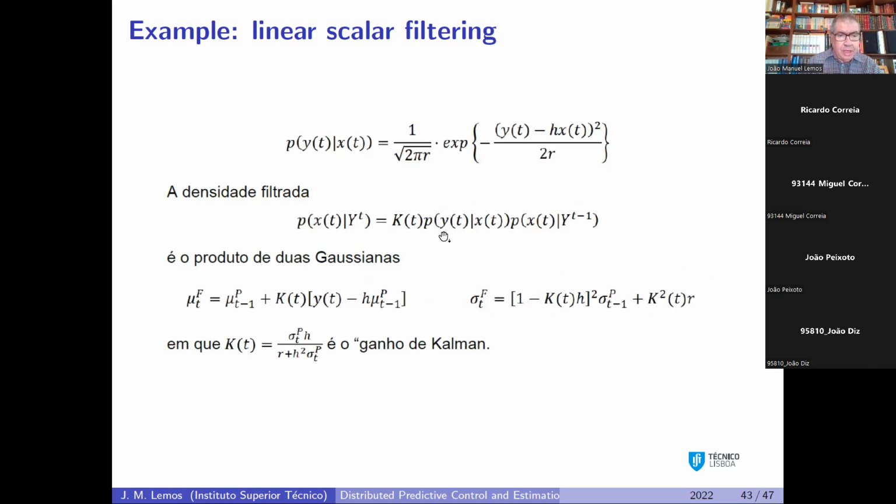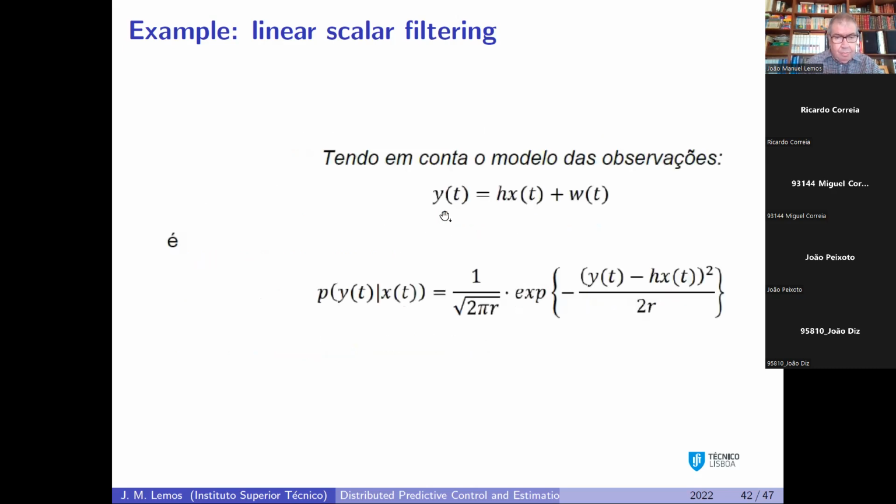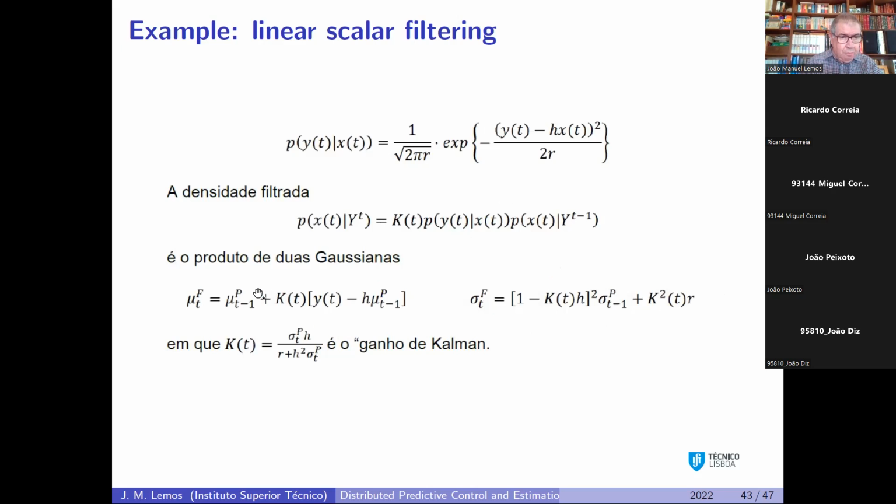Now, the expression for filtering is a product. This is a Gaussian with mean mu predicted and covariance sigma predicted, and this is something that has mean h x hat x_t and covariance R. So you apply the formulas for the product of two Gaussians, and after some algebra you get this. The algebra is not complete here.